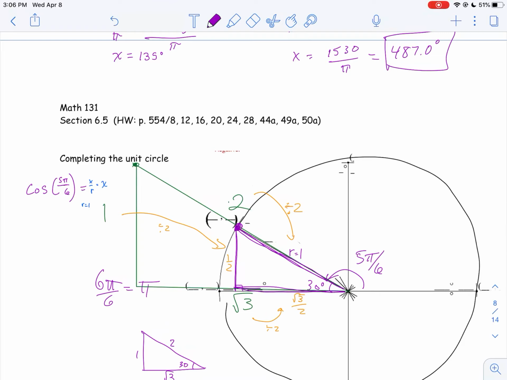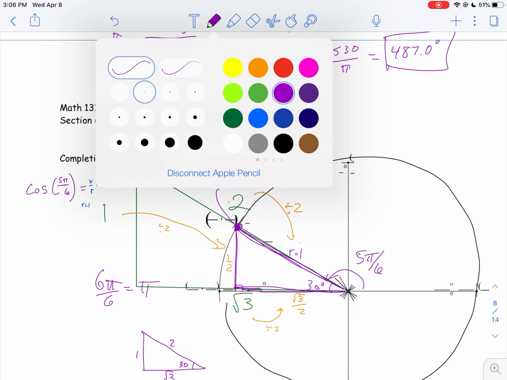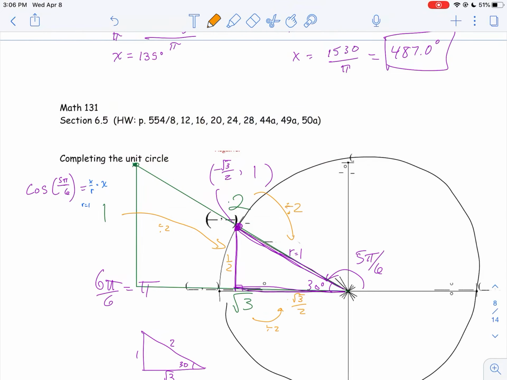So what is the x value here? If we look at the purple triangle, this point here, the x value is going to be negative square root of 3 over 2. The y value is 1/2. Why is it negative square root of 3 over 2? Well, it's to the left. Any x coordinate to the left of the y-axis is going to be negative, right?